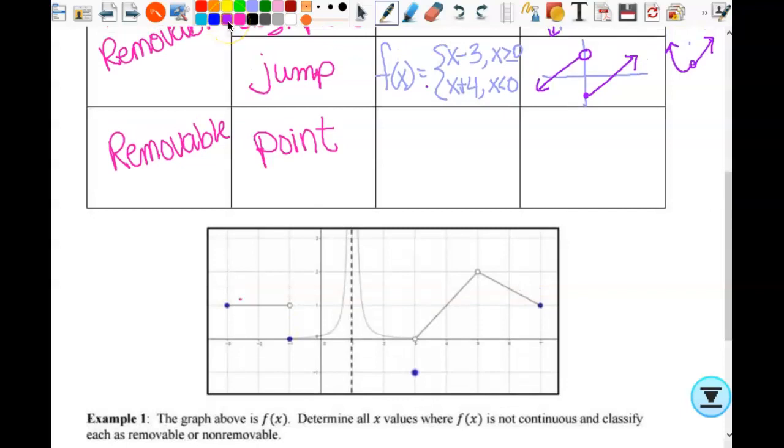Okay, so point discontinuity. We have a couple of different ways these could look. What's one way we know we get a hole in the graph?